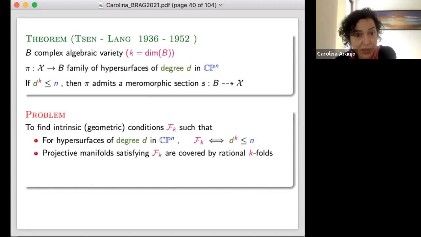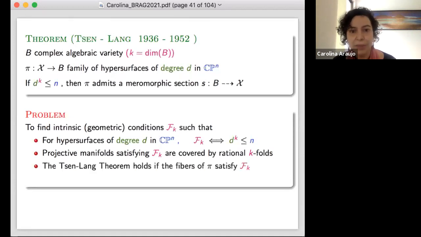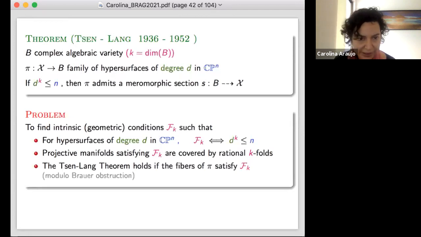So for instance, we would like that projective manifolds satisfying conditions Fk are covered by rational k-folds. And we would like that the Tsen-Lang theorem holds if the fibers of the family satisfy the condition Fk. Here, I should put just a disclaimer that this is modulo Brauer obstruction.